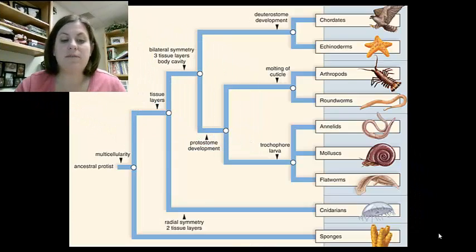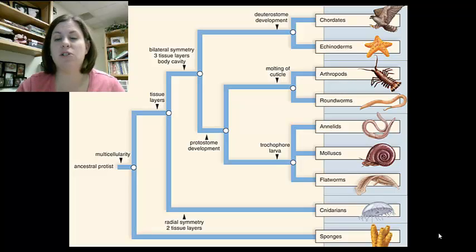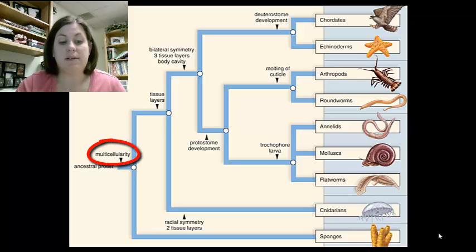So we're going to investigate the phylogenetic tree of animals, and we're going to begin with the invertebrates. Invertebrates are animals that do not have an endoskeleton made of bone or cartilage. A lot of times we'd say they don't have a backbone. The first trait on our tree is being multicellular.